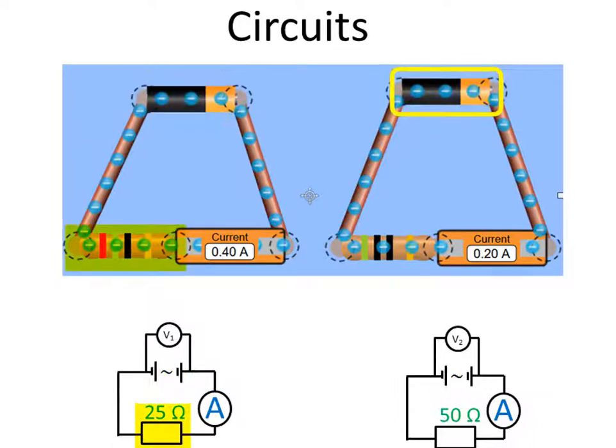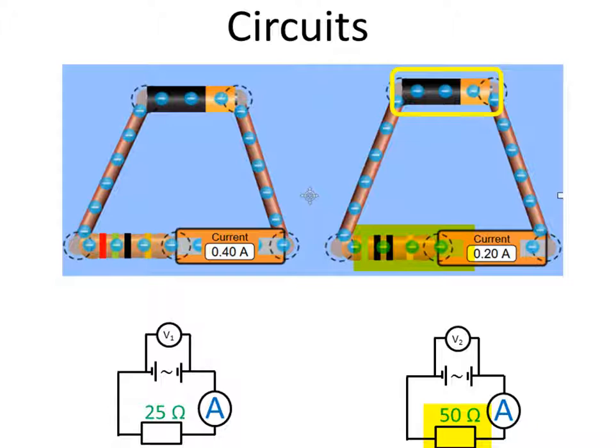In the first circuit, we're going to have a 25 ohm resistor in the circuit. We are not going to change the value of that resistance. And we're going to have an ammeter in series with that resistor. And we're going to see what happens to the current strength reading on that ammeter as we change the potential difference across that battery. In the second circuit, we're going to do the same.